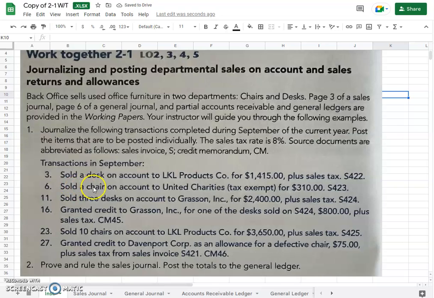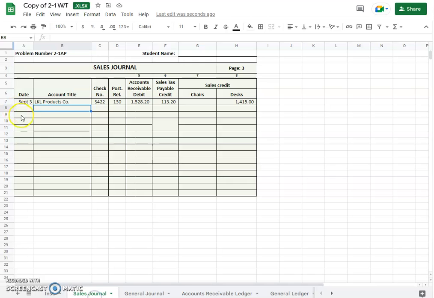On the 6th, sold a chair on account to United Charities, $310. It's tax exempt, so no sales tax on this one. Sales invoice 423. Come back to our sales journal. This was on the 6th to United Charities. And 423 was our sales invoice. This time, our accounts receivable debit will be the total amount, the $310, because there is no sales tax. And we can go ahead and post this to United Charities.